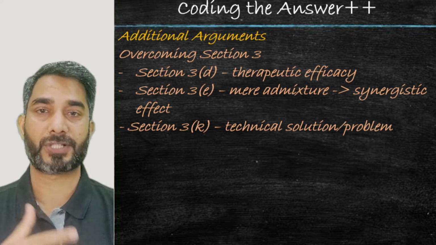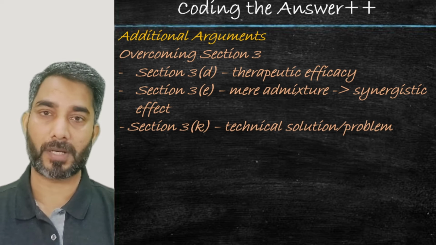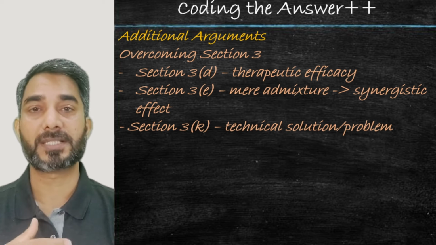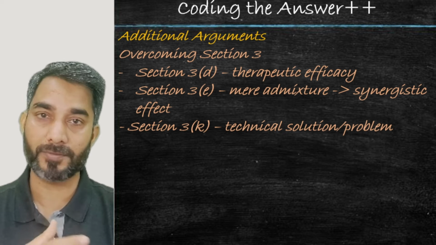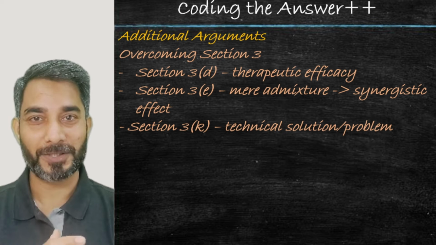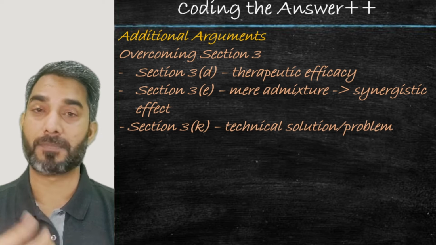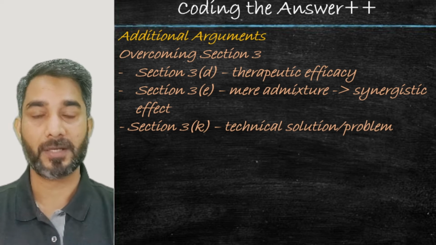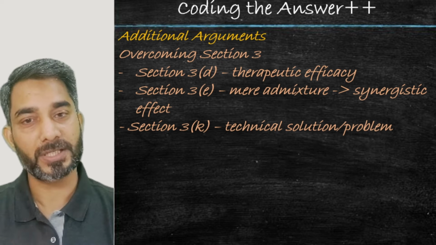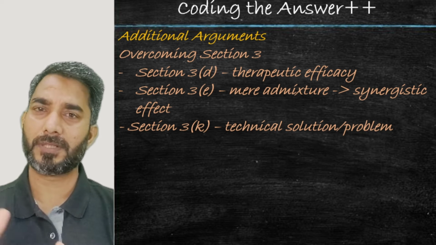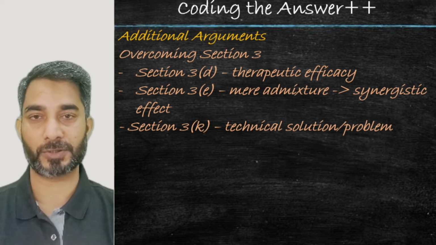Similarly, in case of section 3E, which talks about mere admixture of components, you specifically talk about synergistic impact or synergistic effect of such combination of these components, because of which your invention is not under the purview of section 3E. And then comes section 3K, which talks about software or computer based inventions. In such cases also you say that because there is a technical effect or technical advancement, technical problem, technical solution, therefore it doesn't come under the purview of section 3K as well. So this is how you can take care of novelty, inventive step and section 3 based rejections also.